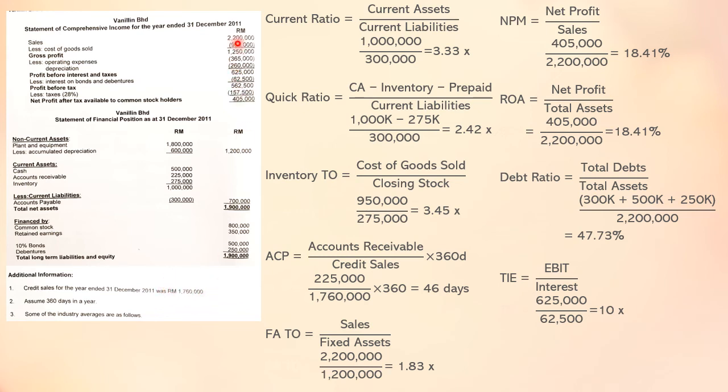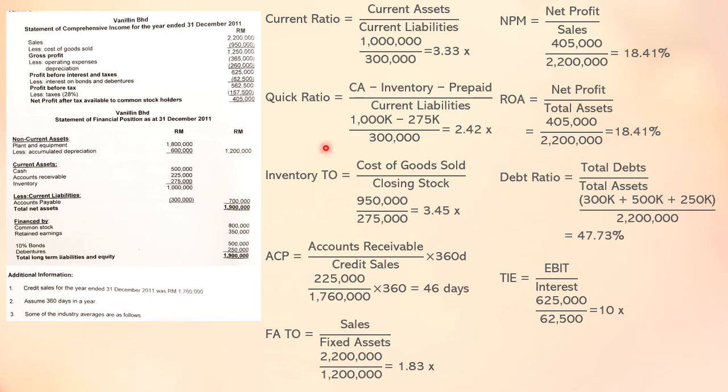Do not take 2.2 million. Take only the credit sales, 1.76 million times 360 days. The ACP is 46 days. Fixed assets turnover is sales, here we take total sales, divide by fixed assets, 1.2 million, you get 1.83 times. NPM, take the profit here, 405,000, divide by total sales, 2.2 million, 18.41%.